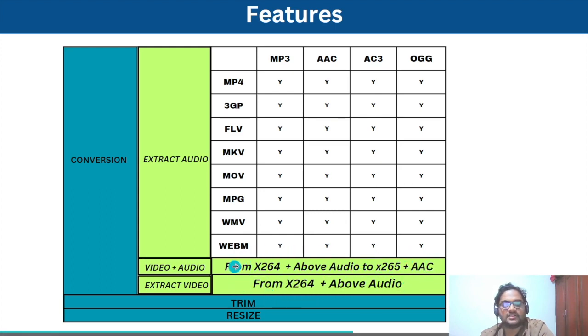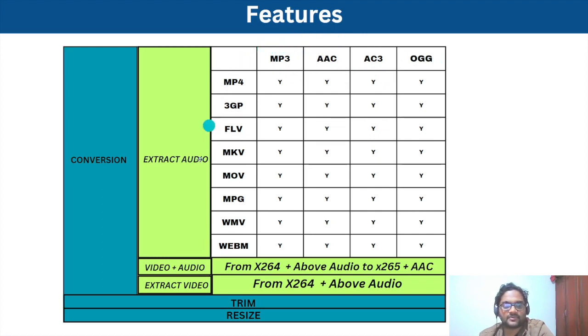And when it comes to extracting audio, if you have any MP4 file, we can convert it to MP3, AAC, AC3 and OGG. Similarly, if you have any 3GP file or MKV file, we can convert that to MP3, AAC, AC3, OGG. So these are all the different types of audio formats we support for now, and from these video file formats we can extract to these audio file formats.